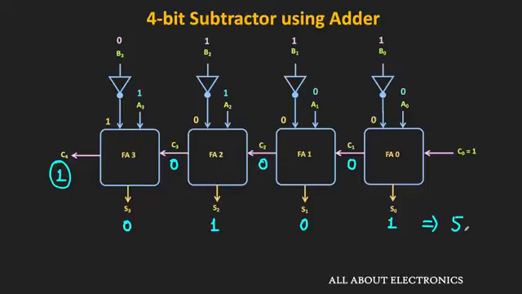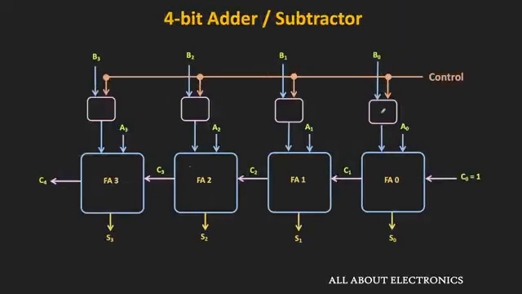Alright, so now let us modify this circuit a little bit so that we can perform the addition as well as the subtraction using the same circuit. For that, here we require the control circuit. Whenever we are performing the addition, all the B inputs should pass as they are. But when we are performing the subtraction, here we should get the inverted outputs. So this control circuit should be such that based on this control input, it will provide either B or the complement of B.